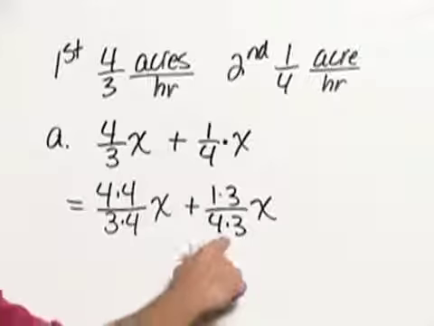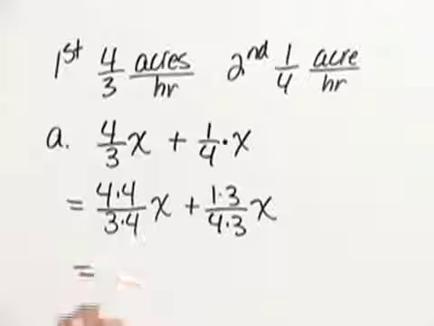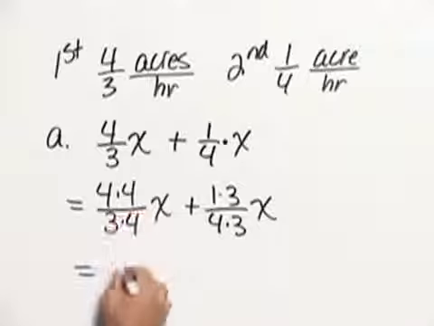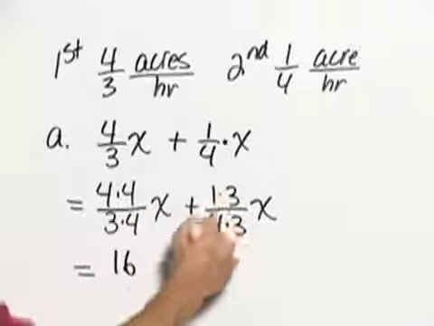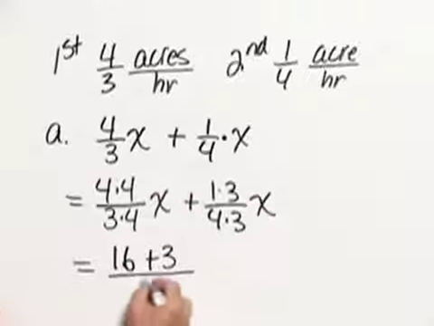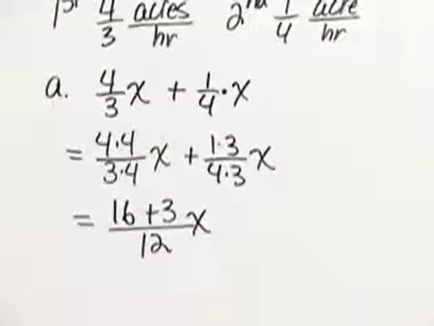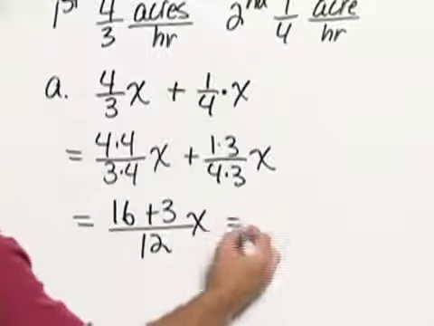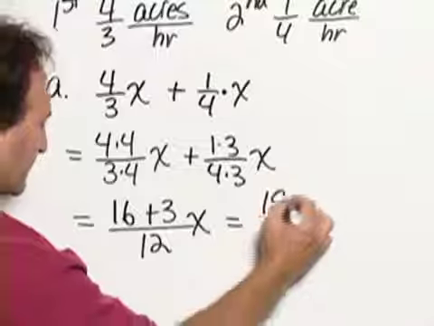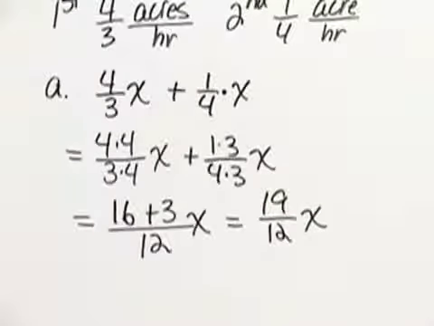That gives us a common denominator of 12 here, so now we can add together the numerators. So we would have 4 times 4, which is 16, plus 1 times 3, which is 3. That's all over the common denominator, which is 12, and that's all times X. Simplifying the numerator, 16 plus 3 is 19, so we have 19/12 X. So that's how many acres they would do in X hours.